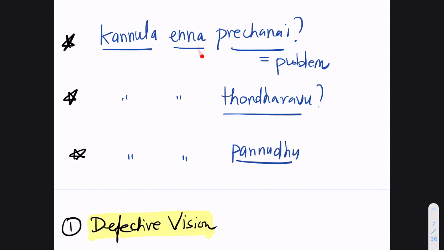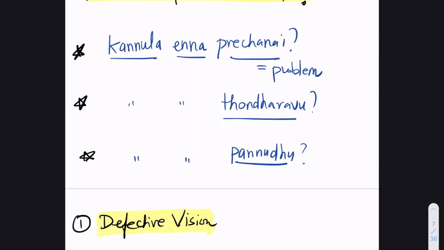Okay, so kannila enna prachana, kannila enna tondaravu, kannila enna pannudhu, because some people don't really accept or admit that whatever complaint they have is going to be a problem. So they will say kannila problem edhu illa, which means I don't have any problem with my eyes, I just have these kind of things happening in my eyes. So they don't admit it as a problem. So in that case they will use the word pannudhu. Kannila enna pannudhu, if you're going to ask them, they say kannila vali irukku, kannila uruttal irukku. We'll see what are those things later. Okay, just understand these are the questions you will ask the patient.